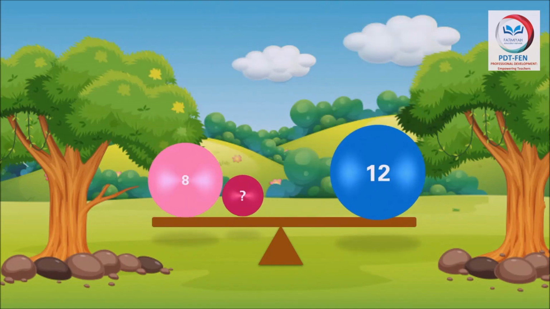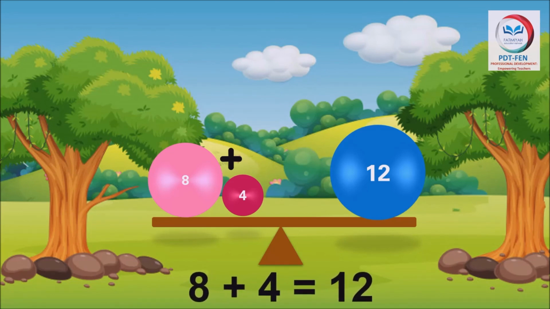What number should be added in 8, to make a sum of 12? Eight plus 4 equals 12.